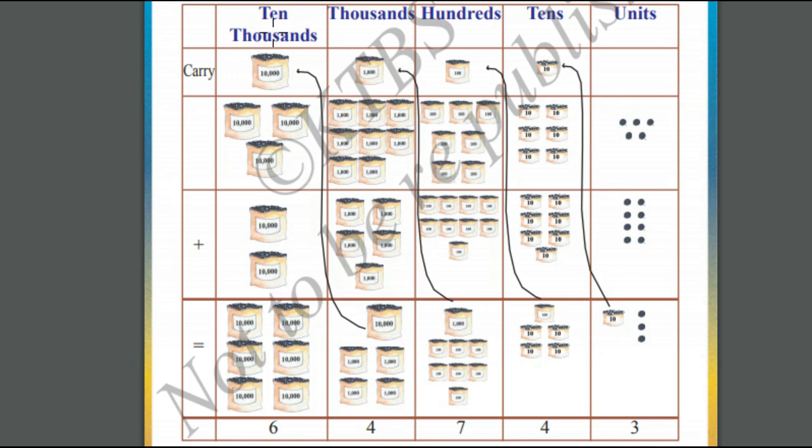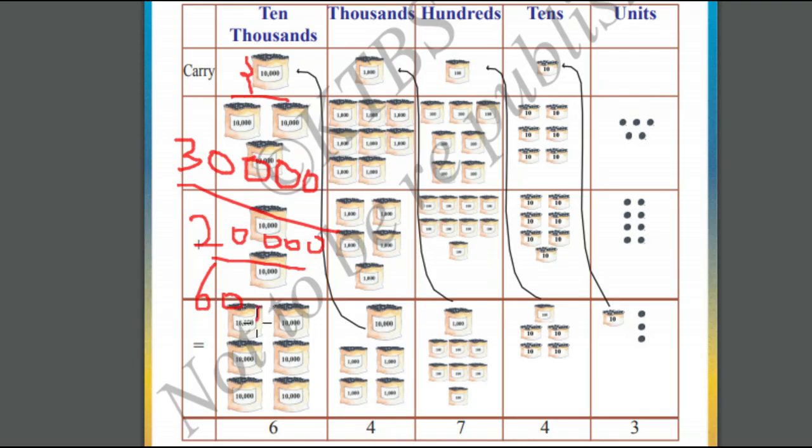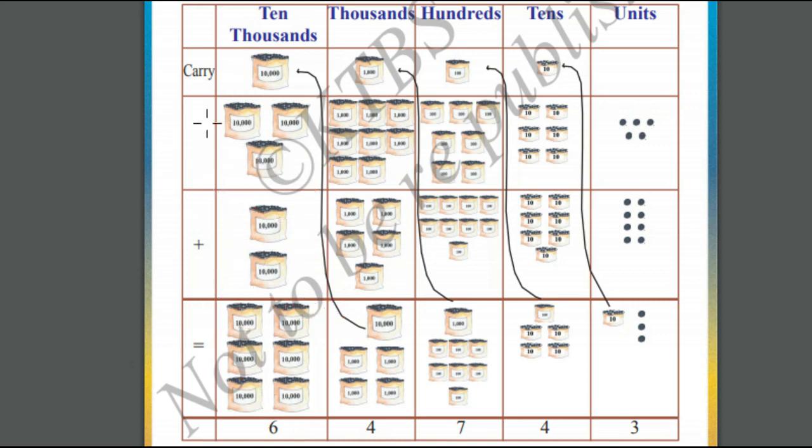Finally, in the 10000s place, we have got 30000 beads. In the second number, we have got 20000 beads. Remember, we also have a carry of 10000. 20000 plus 30000 plus 10000 is equal to 60000. So we will represent 60000 in the 10000s place as 6. So the sum of the two numbers is 64743. We added two numbers by carrying the numbers from the previous position.